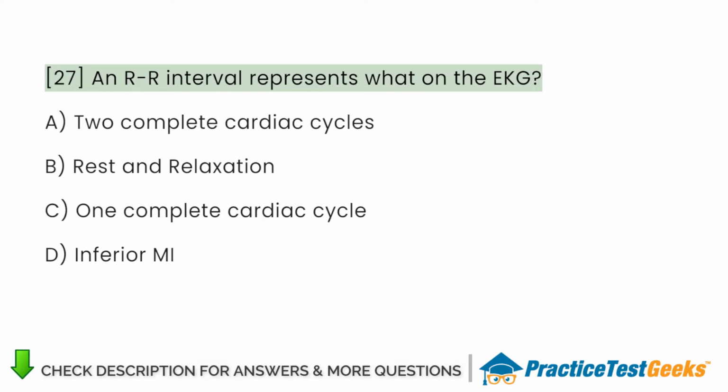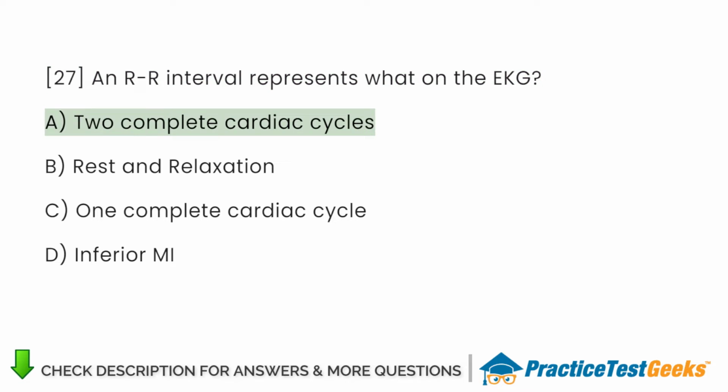An RR interval represents what on the EKG? A. 2 complete cardiac cycles. B. Rest and relaxation. C. 1 complete cardiac cycle. D. Inferior MI.